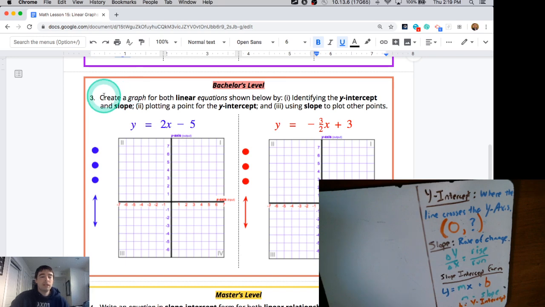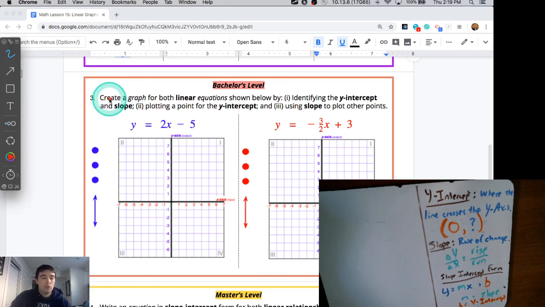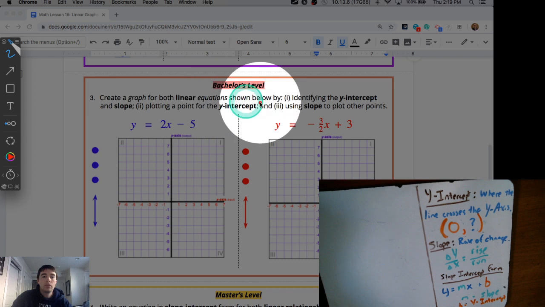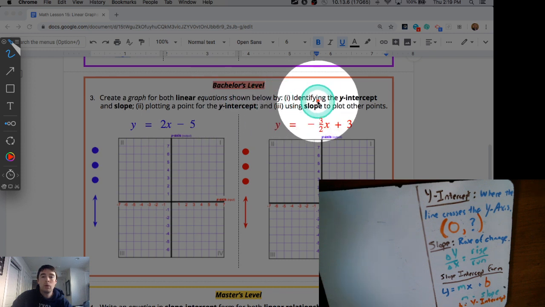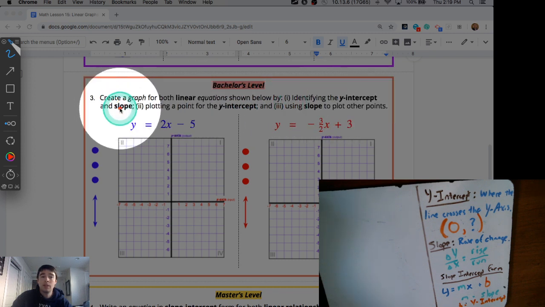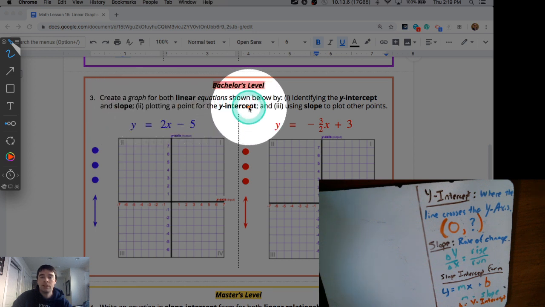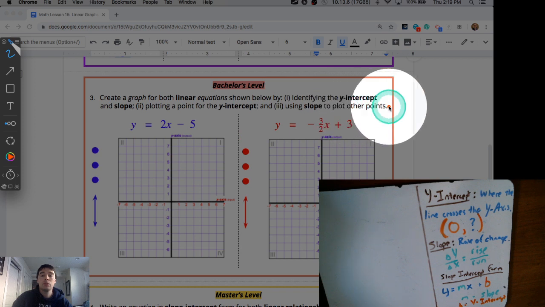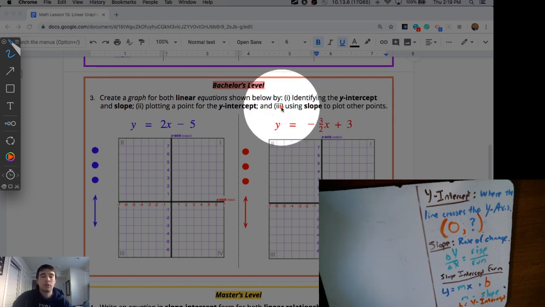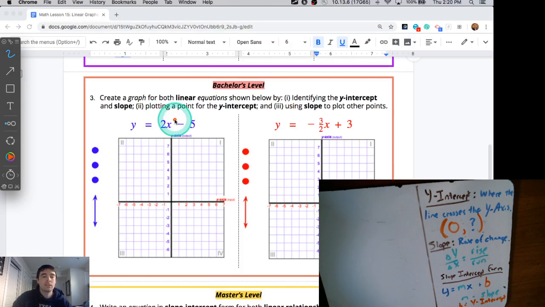So for number 3 here, we're told to create a graph for both linear equations shown below by first identifying the y-intercept and slope, by second plotting a point for that y-intercept, and then number 3 we're going to use that slope to find other points on the graph.